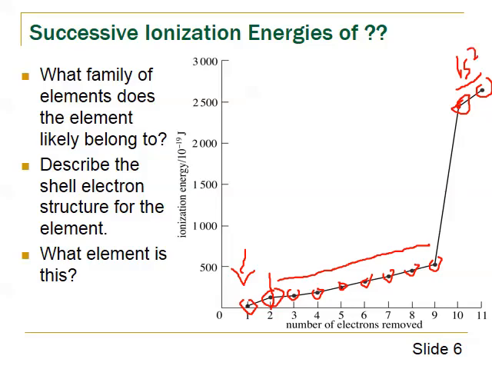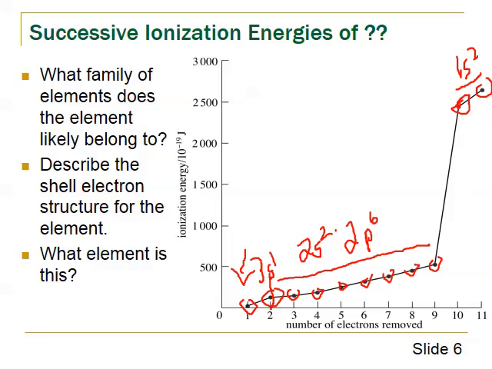This would have been 1s2. This would have been 2s2 and 2p6. Those are the 8 electrons in energy level 2. And then this last guy by himself is 3s1. So therefore, looking at the periodic table, this would have been an alkali metal, the first column, because it has only one valence electron, 3s1.